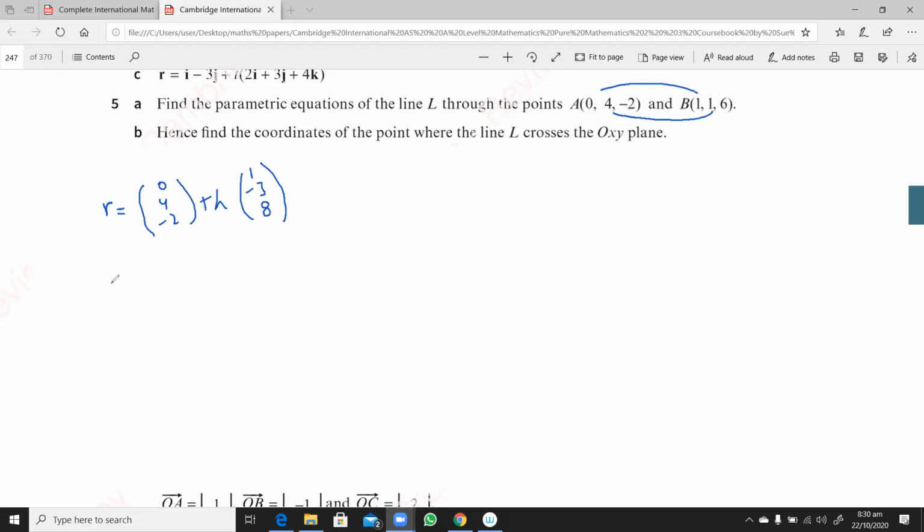Now the same line can also be written as x = lambda, y = 4 - 3 lambda, and z = -2 + 8 lambda.